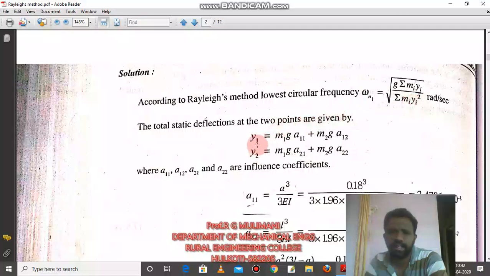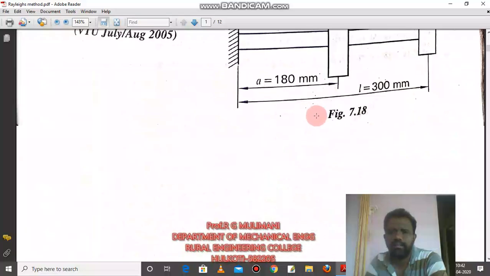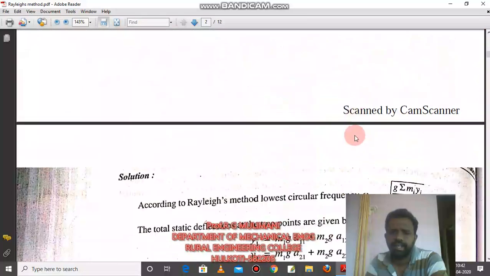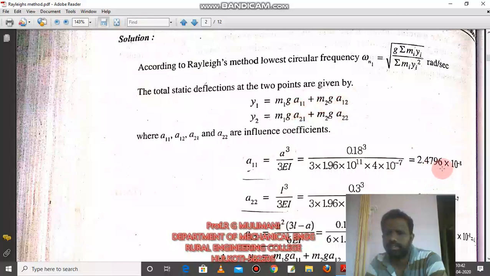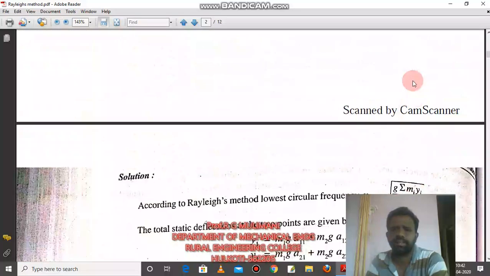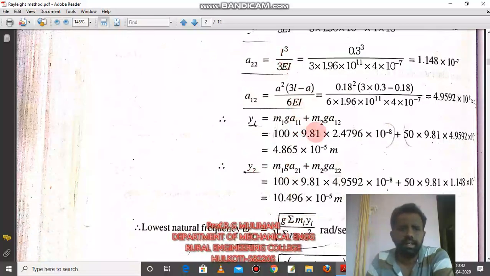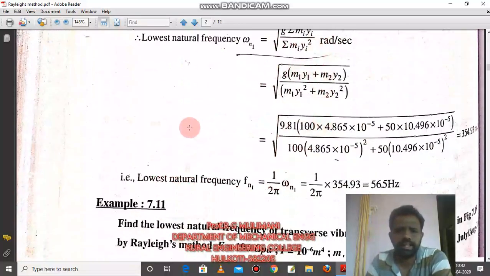You calculate y1 and y2 by these equations, where m1 is 100 kg, m2 is 50 kg, g is 9.81. You find a11, it is 2.4796 into 10 raised to minus 8. a12 is 4.95 into 10 raised to minus 8. Similarly for y2, you substitute the values of a21, a22 and masses m1 and m2. Then substituting all these values in this equation gives the natural frequency of the system in radian per second. This is how the natural frequency is calculated by Rayleigh's method.